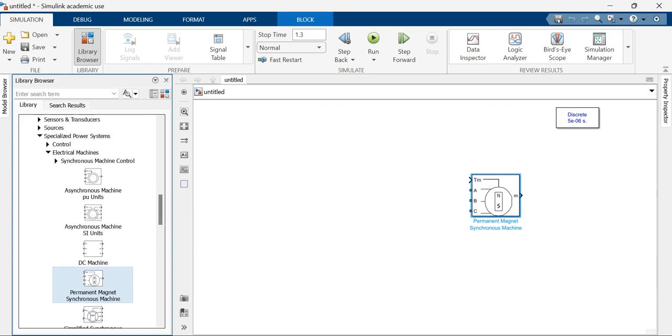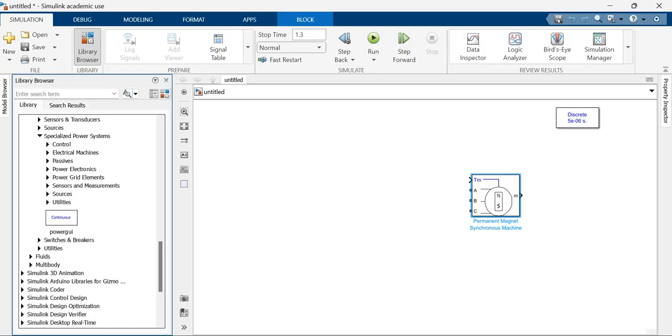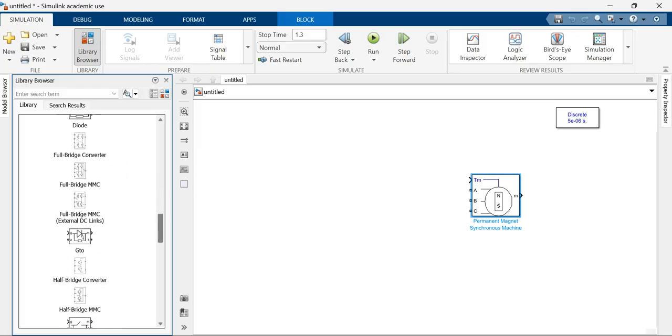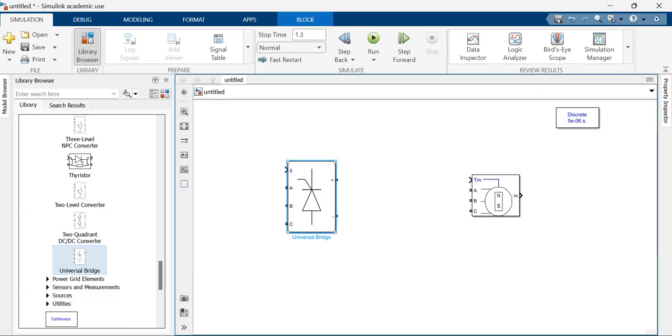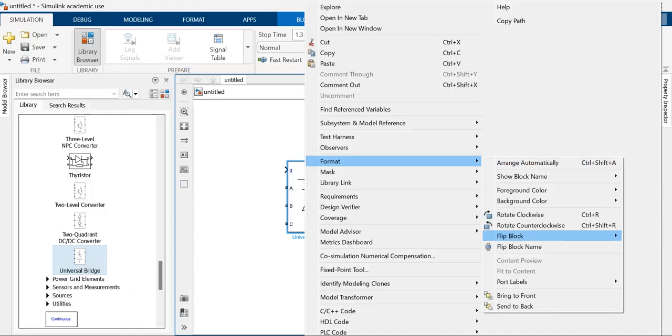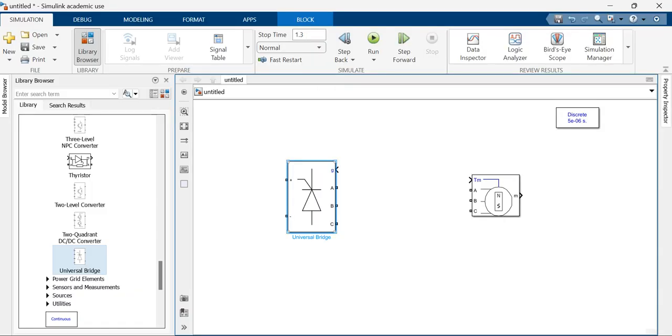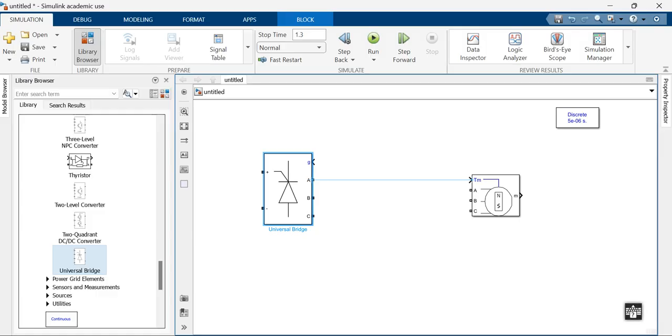Now this has to be fed from a PWM inverter, that is a three-phase inverter, for which again I can go to power electronics. Under power electronics, you have a universal bridge. Drag it and put it here. Let me try to swap this because I'm going to feed a DC input, get an AC output from this and feed it to a motor. So I format it, flip the block from left to right so that this plus and minus will come on the left hand side and the ABC will be on the right hand side.